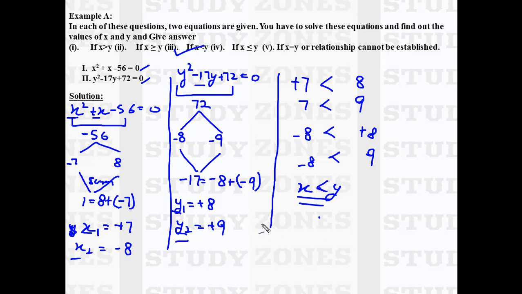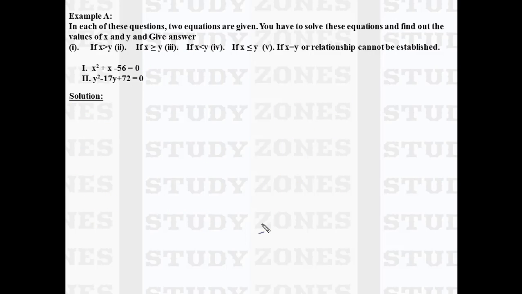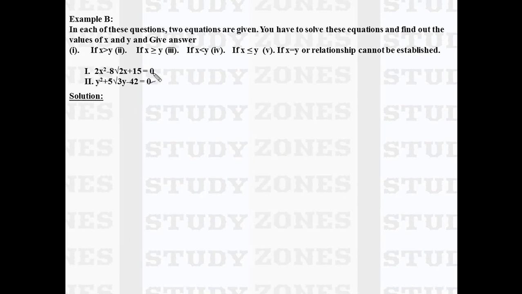Now let's move to the second question. This is our example 2. Now in this there are also two equations. So let's solve the first one. 2x square minus 8 root 2 x plus 15 equals 0. Now first of all, multiply the coefficient of x square with 15, you get 30.